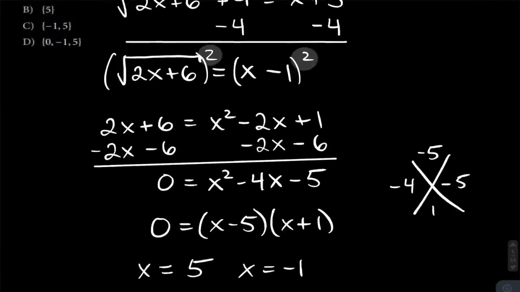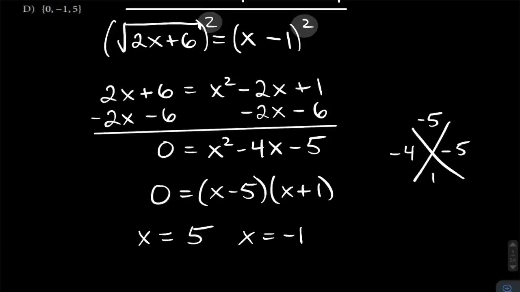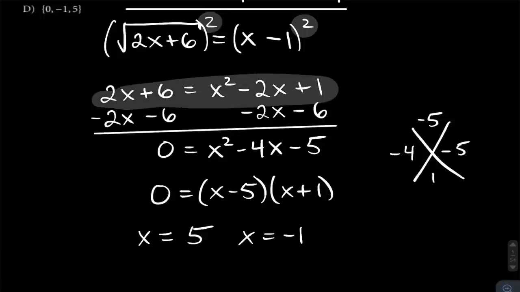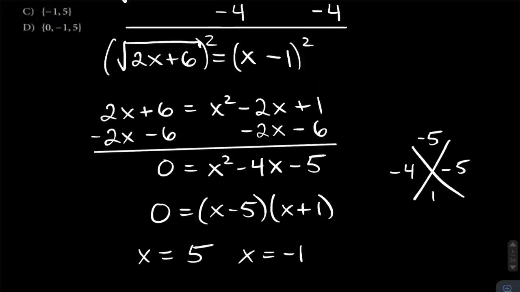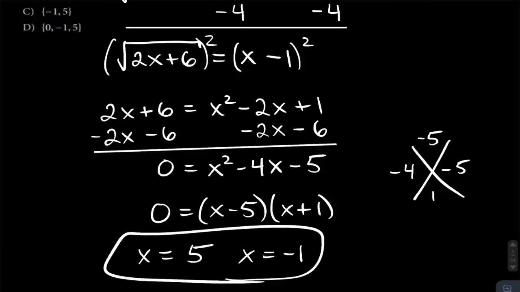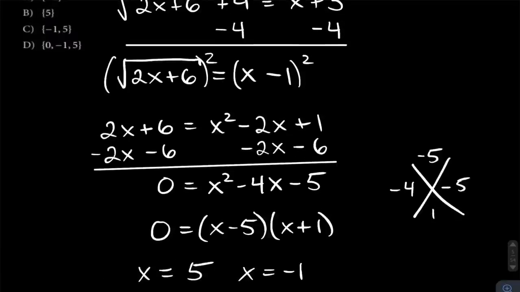When we square both sides, watch what happens. What we get right here would have been the exact same thing if I would have plopped a negative right here, because the negative goes away with the square. So what we actually end up solving for, the equation that these solutions are for, would actually be plus or minus the square root of 2x plus 6 equal to x minus 1. That's what we've really solved for here.